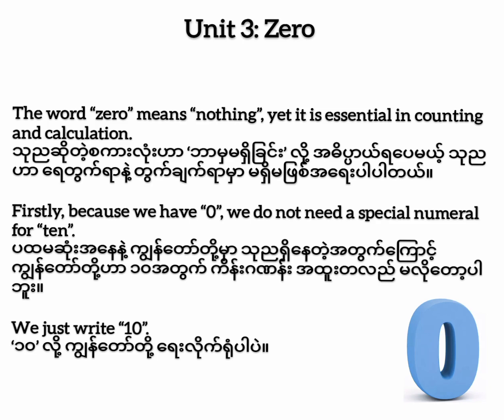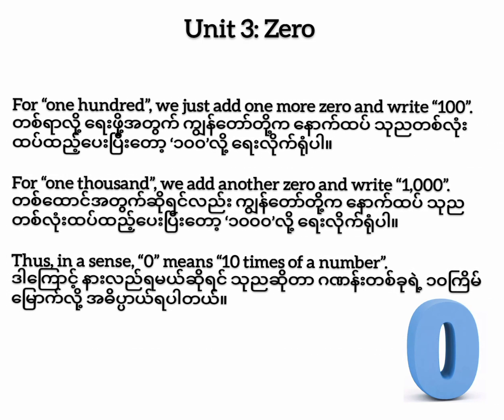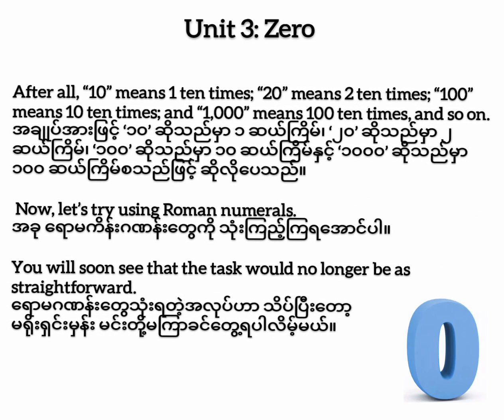Firstly, because we have 0, we do not need a special numeral for 10. We just write 10. For 100, we just add one more 0 and write 100. For 1000, we add another 0 and write 1000. Thus, in a sense, 0 means 10 times of a number. After all, 10 means 1 10 times, 20 means 2 10 times, 100 means 10 10 times, and 1000 means 100 10 times, and so on.